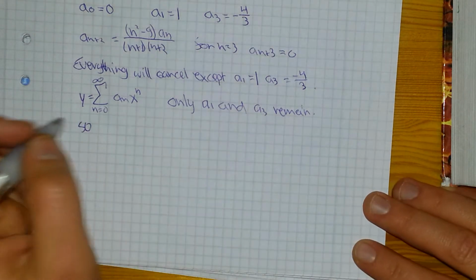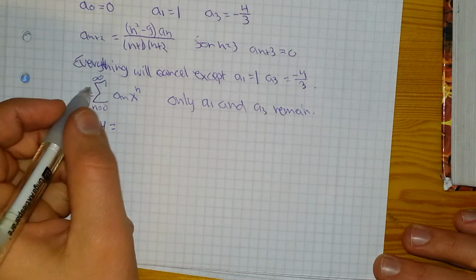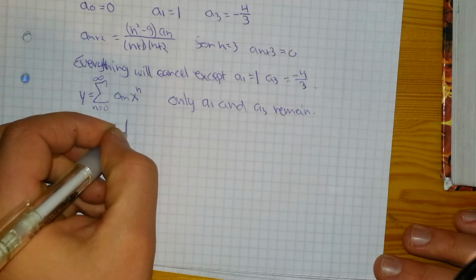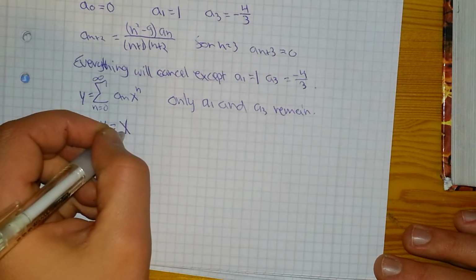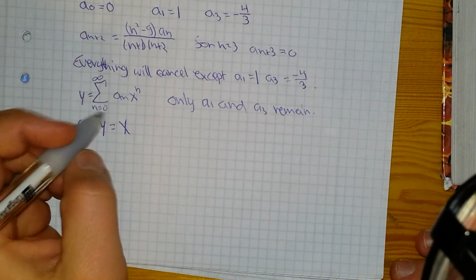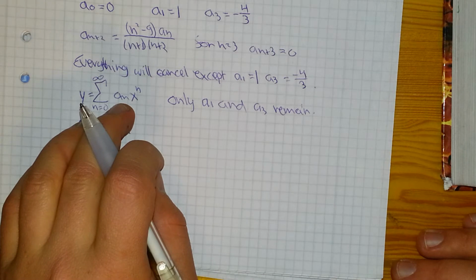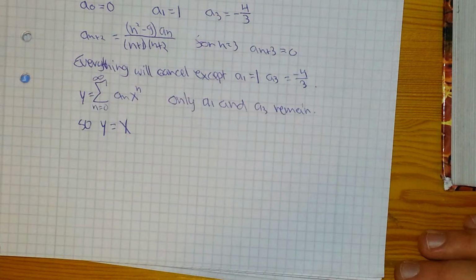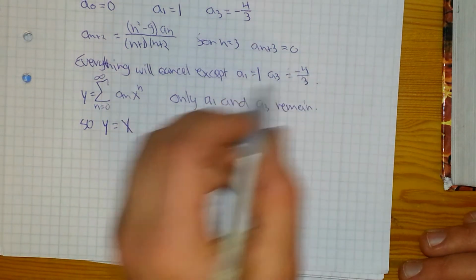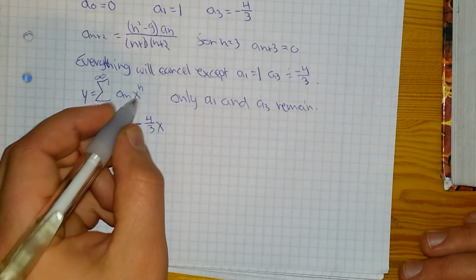So let's see, so I get everything. Y is equal to a1 times x to the power of 1, so a1 is 1, 1 times x is x. And then a2 and a0 will cancel, so we have everything except a1 and a3. So minus, because we have minus here, 4/3 x to the power of n, and n is 3.